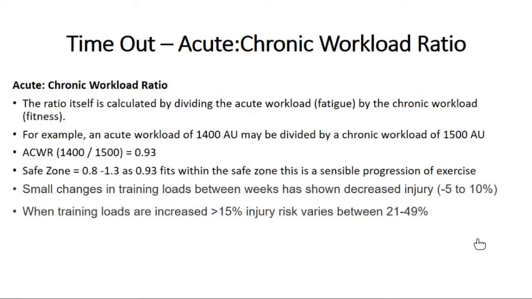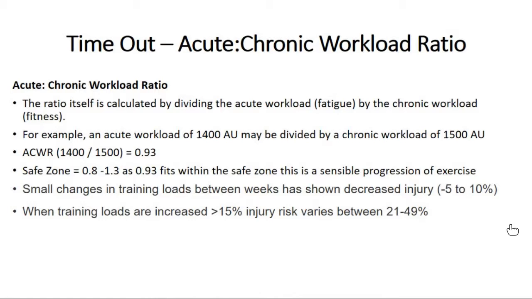Just give me a thumbs up in the chat if you're happy. All you've got to know is that safe zone, that acute chronic workload ratio, is between 0.8 and 1.3. Just a quick thumbs up in the chat if you're happy with that, guys. Some of you, who's not happy with that? Just be honest. We're not going to single you out. Yes, that's for everyone. So our safe zone is always between 0.8 and 1.3.